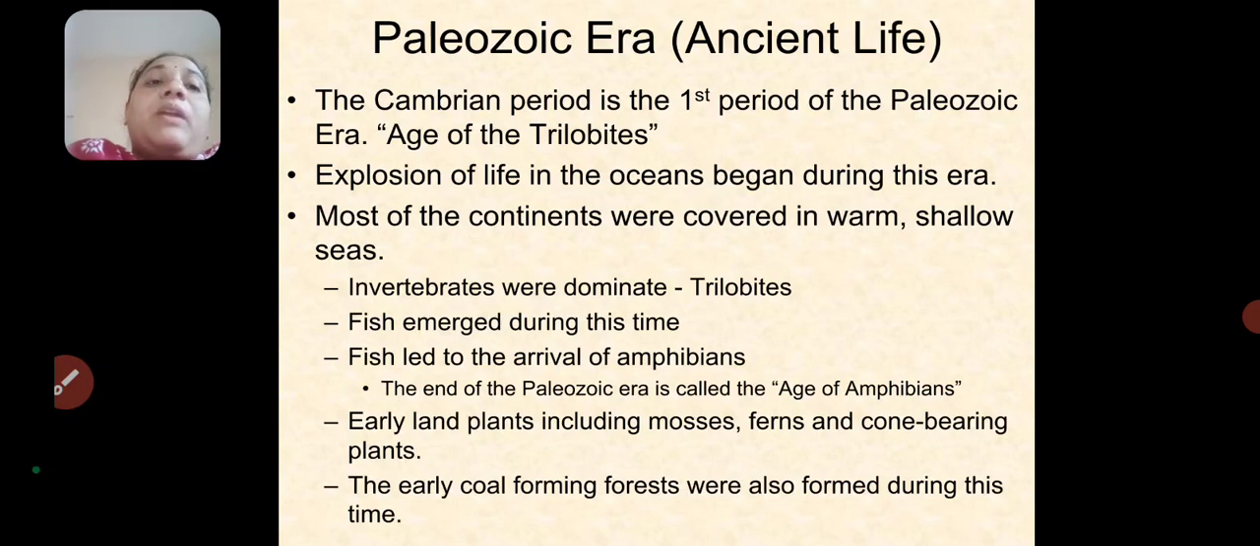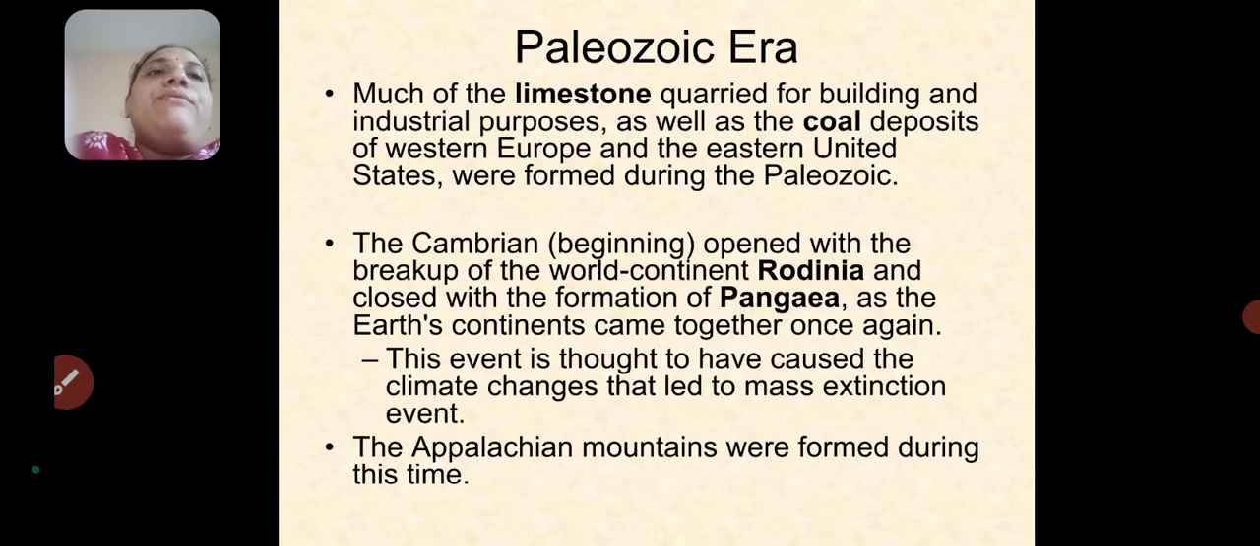If you come to the plants, plants like mosses, ferns, and some of the gymnosperms like cone-bearing plants were observed in the Paleozoic era. At the end of the Paleozoic era, we call it the age of amphibians. In the Paleozoic era, mostly the limestones, quarried for building and industrial purposes, as well as the coal deposits of Western Europe and the Eastern United States were formed.